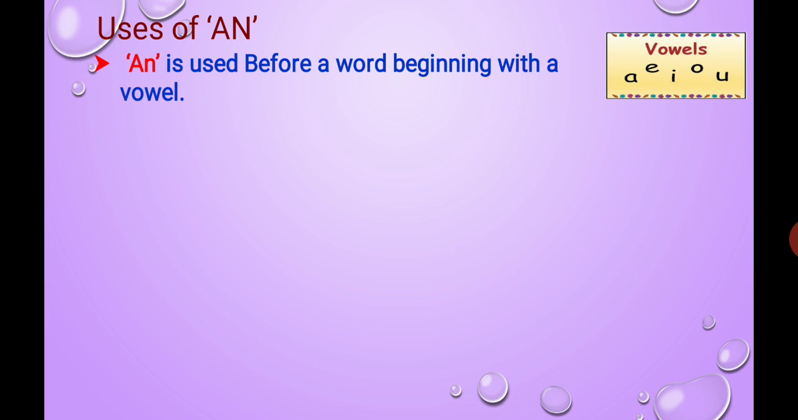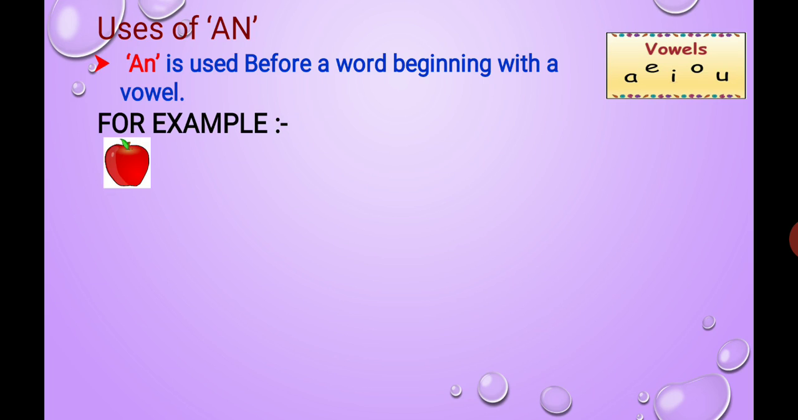And what is the rule? The rule is that if the word begins with A, E, I, O and U, then we will use an before it, right? And if the words begin with A, E, I, O, U, but the pronunciation of the word represents a consonant sound, then we will use a, right? We saw it in a previous slide. Now let's see the examples.